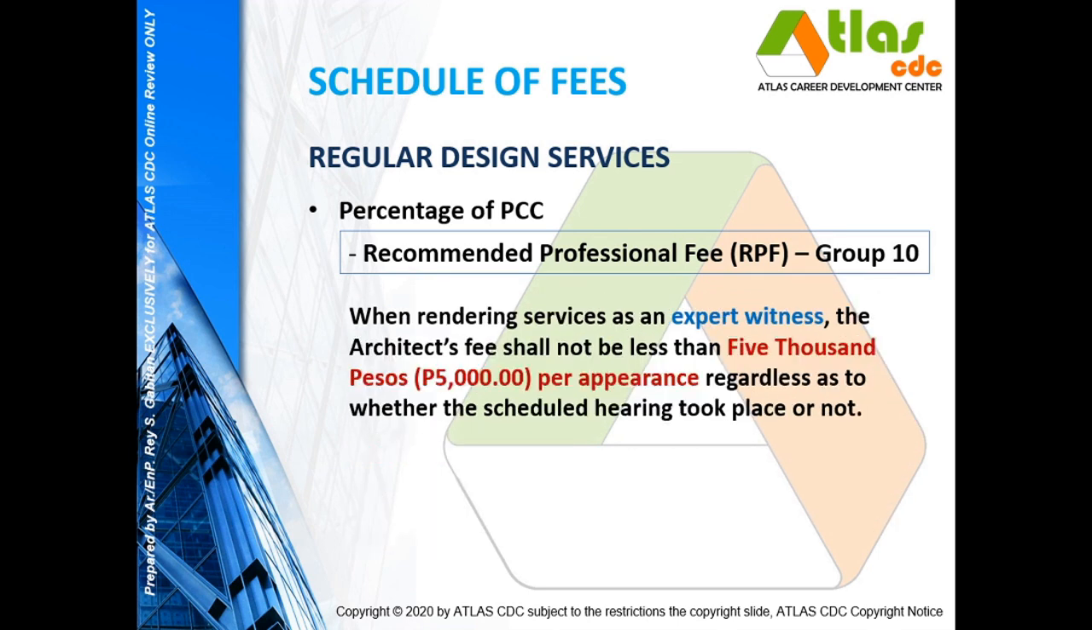Now, when rendering services as an expert witness, the architect's fee shall not be less than 5,000 pesos per appearance, regardless as to whether the scheduled hearing took place or not. No? Because sometimes the architect is asked by courts to appear as an expert witness, especially if the case would involve some technical matters, no? And the expertise of the architect is needed to clarify things out.